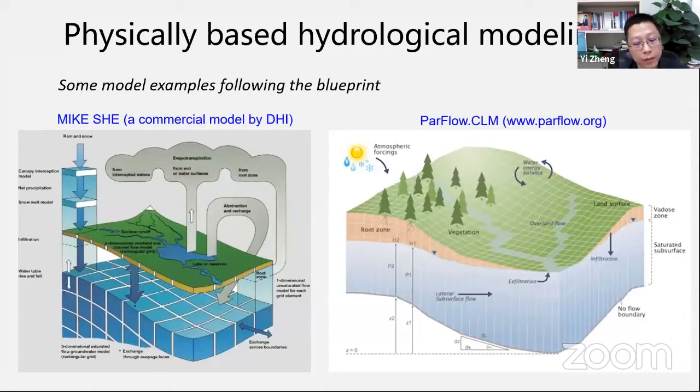Some well-known model examples following the blueprint include MIKE SHE, which is a very successful commercial model developed by DHI. Another example would be, I would say, ParFlow-CLM, which is mostly used for academic research.